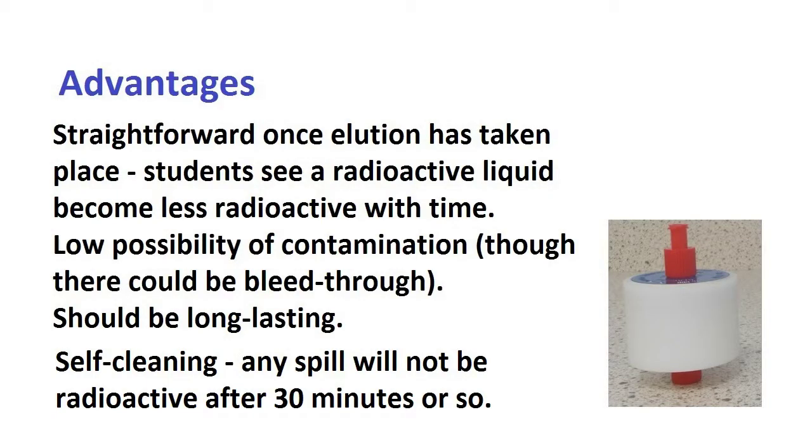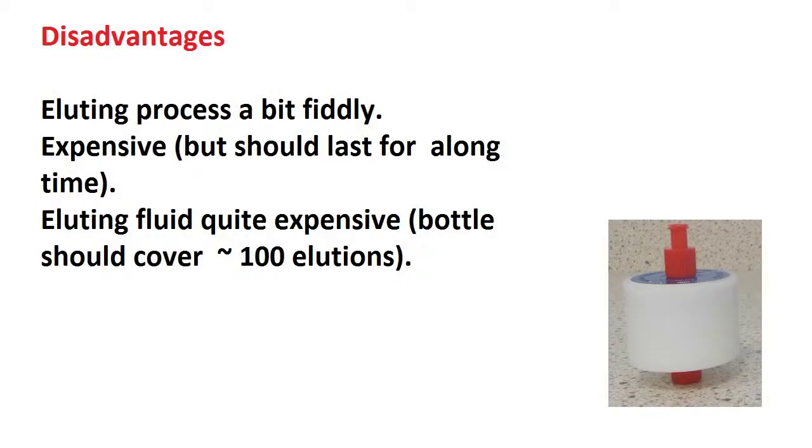Once again, there are advantages and disadvantages to using this source. Though the eluting process may look a bit fiddly, what we have is a radioactive liquid that becomes less so with time, reaching background levels after half an hour. This means that any spills can simply be left until they are no longer radioactive. The drum itself could break, releasing cesium, but this is very unlikely. It is expensive to buy, and eventually you will need new eluting fluid, but it should be long-lasting.